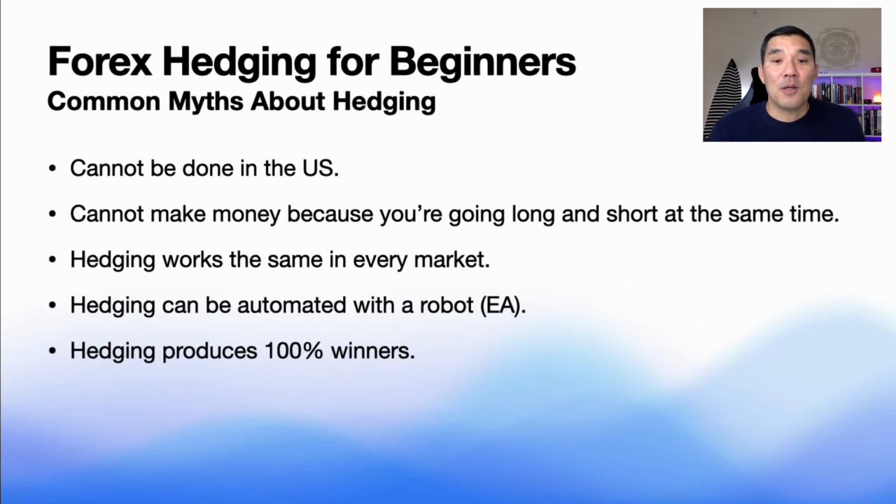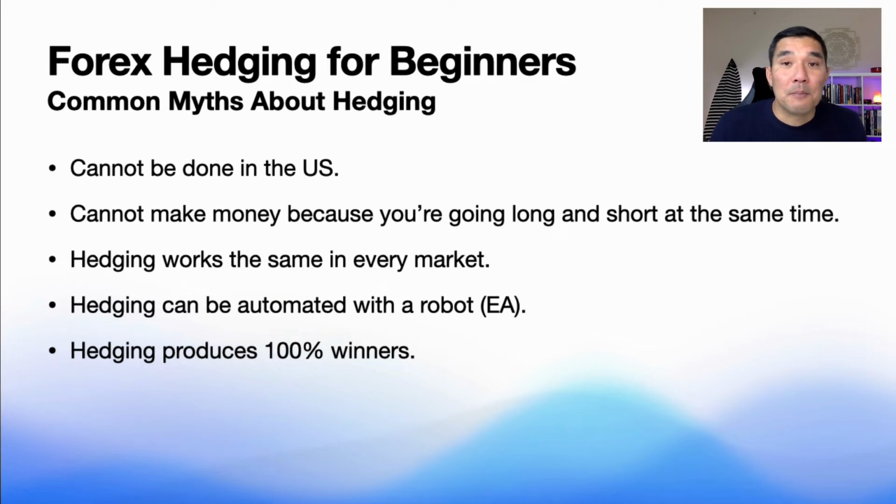Next, people think that you can automate hedging with a robot. And while this might be possible, I think you're going to need some very complex programming for this, and it's not for the average individual. I only know of one case where it might be possible, but I haven't actually seen any proof that it is possible. So in my opinion, hedging needs to be done in a discretionary manner.